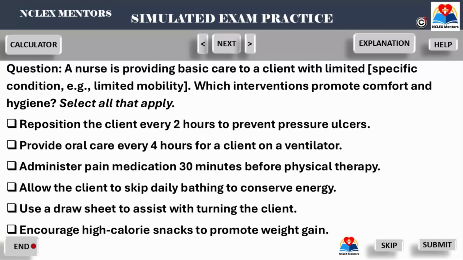1. Reposition the client every 2 hours to prevent pressure ulcers. 2. Provide oral care every 4 hours for a client on a ventilator. 3. Administer pain medication 30 minutes before physical therapy. 4. Allow the client to skip daily bathing to conserve energy. 5. Use a draw sheet to assist with turning the client. 6. Encourage high-calorie snacks to promote weight gain. Please take your time or pause the video if you want to carefully think through your choices.